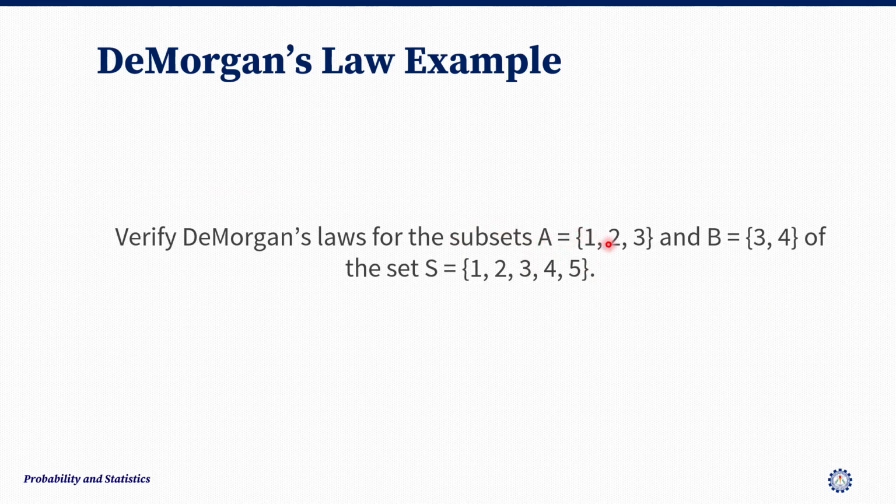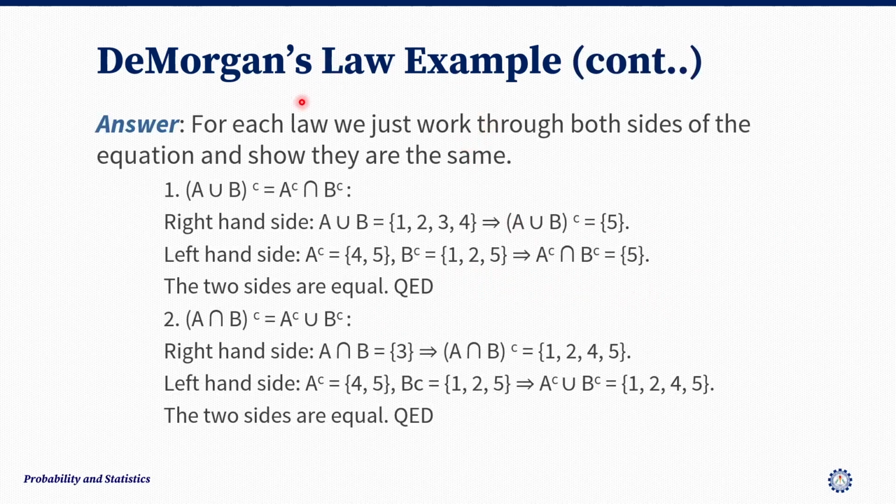So we verify De Morgan's laws for the subsets A equals 1, 2, 3 and B equals 3, 4 of the set S equals 1, 2, 3, 4, 5. For each law, we just work through both sides of the equation and show that they are the same. Let's say for instance this one, A union B complement is equal to A complement intersecting B complement. On the left hand side we have A union B is equal to 1, 2, 3, 4. So if we get the complement of A union B, we only get 5.